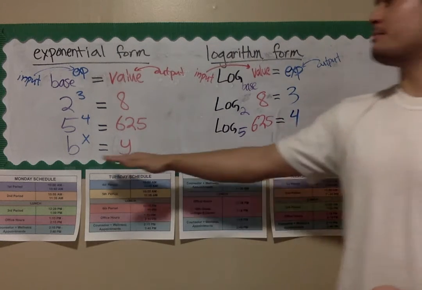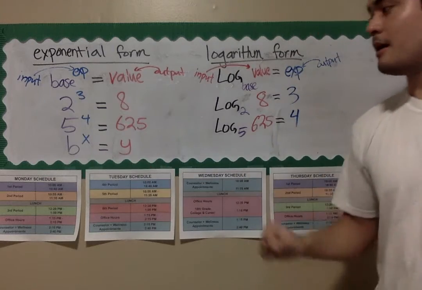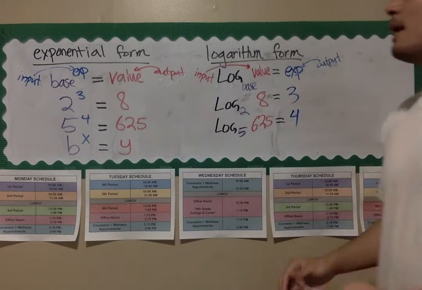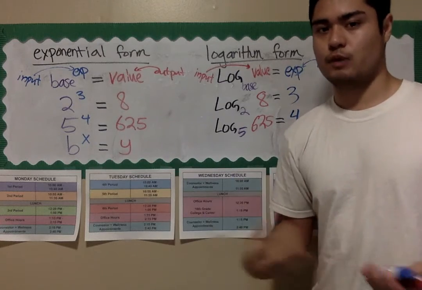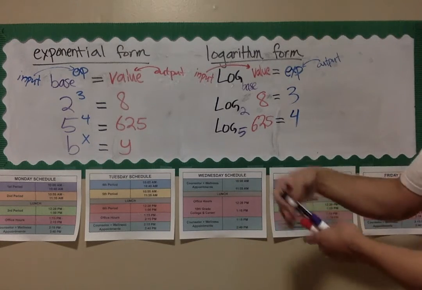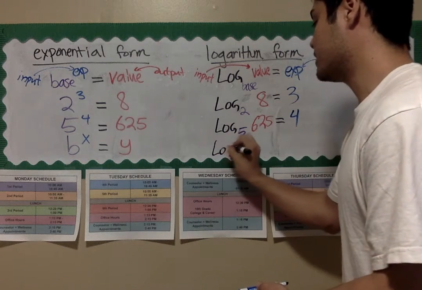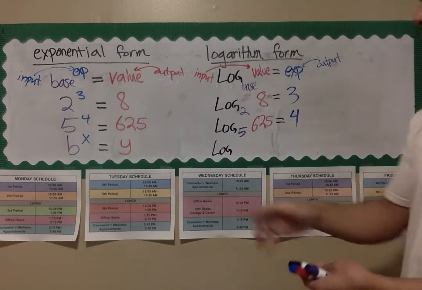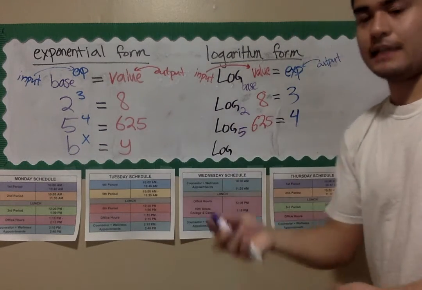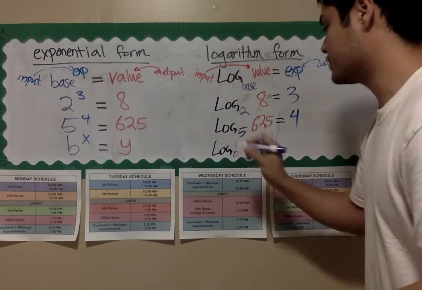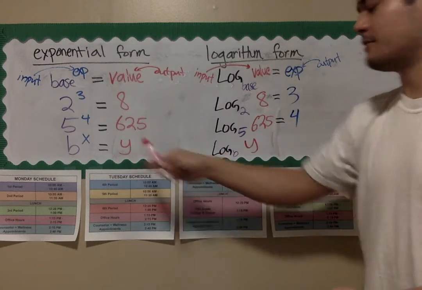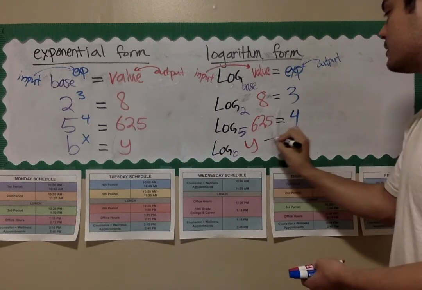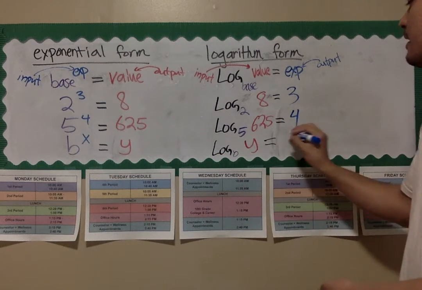The last example is I'm only using variables. b to the power of x equals y. In math, we like to say that x is the input and y is the output, which is why I chose these variables. I'm going to rearrange it to logarithm form. Log base. The base is b. It's not a number, it's a variable, but we're still going to use it. Log base b of y, because y is the value, equals x.